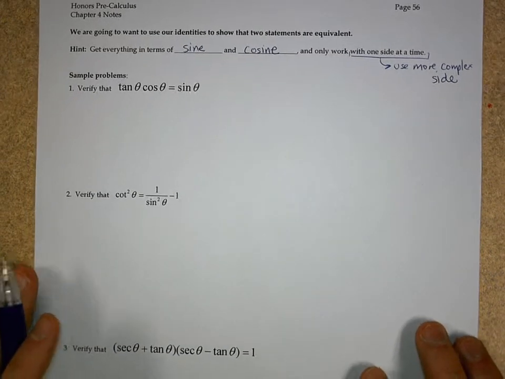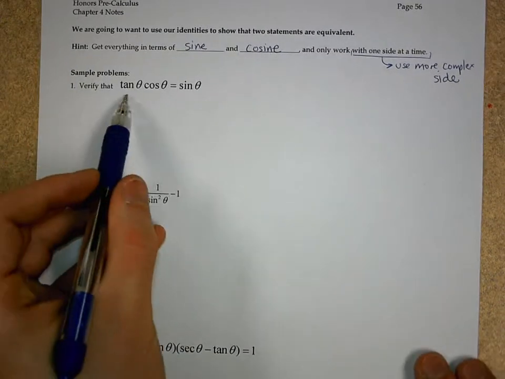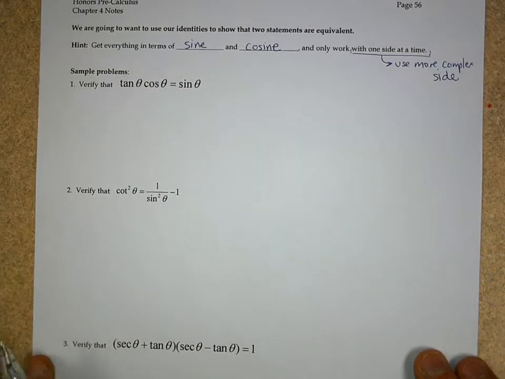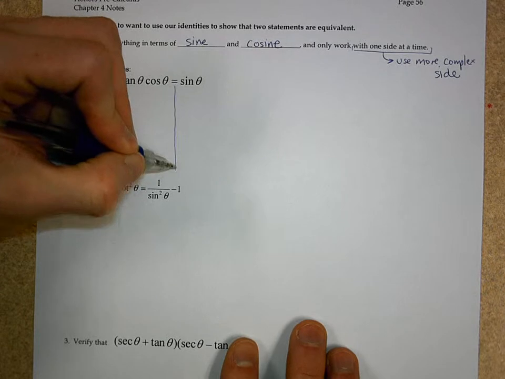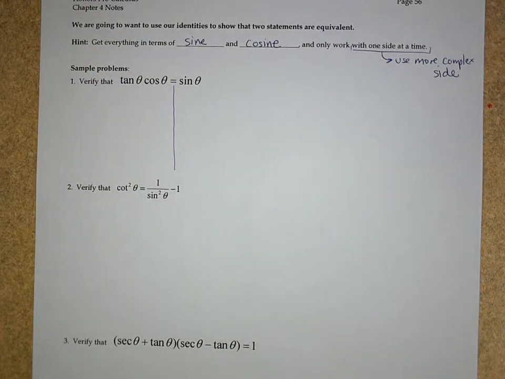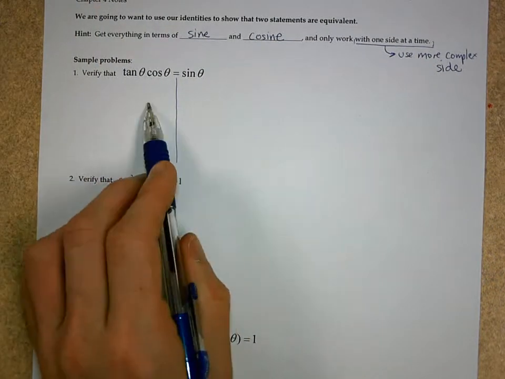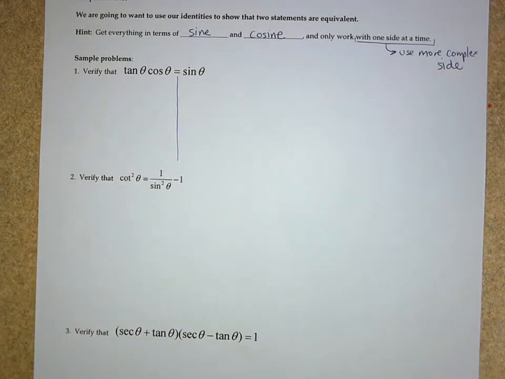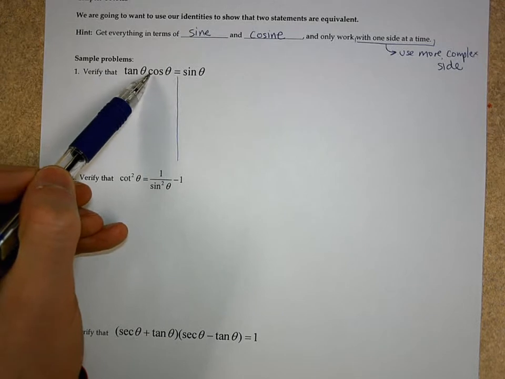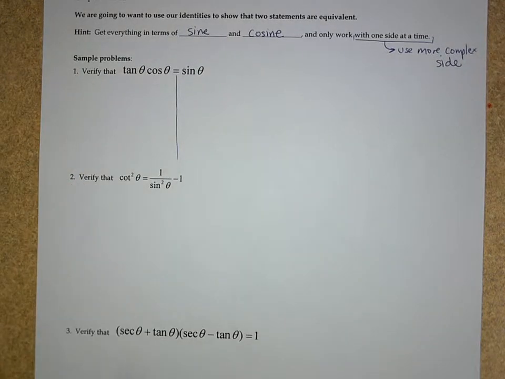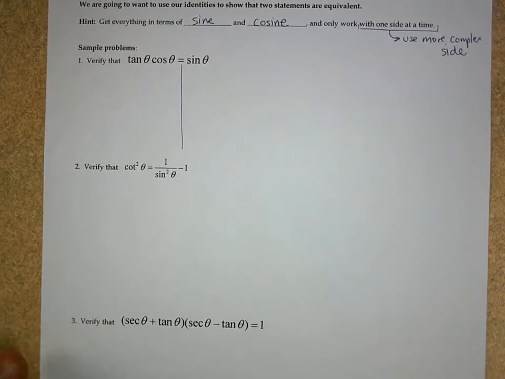The first example: verify that the tangent of theta times the cosine of theta is equal to the sine of theta. I like to draw a nice vertical line here from the equals sign, indicating that I cannot move stuff back and forth. I look at the more complex side, which is tangent of theta times the cosine of theta, and I need to simplify that down to be just the sine of theta.